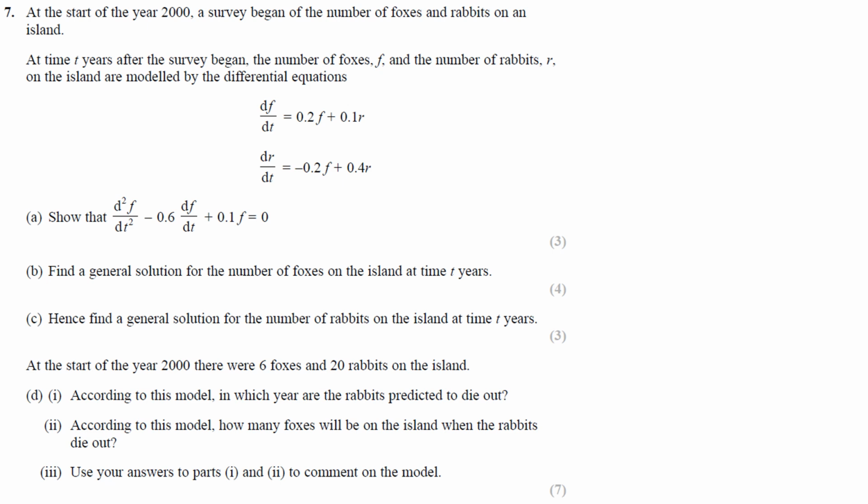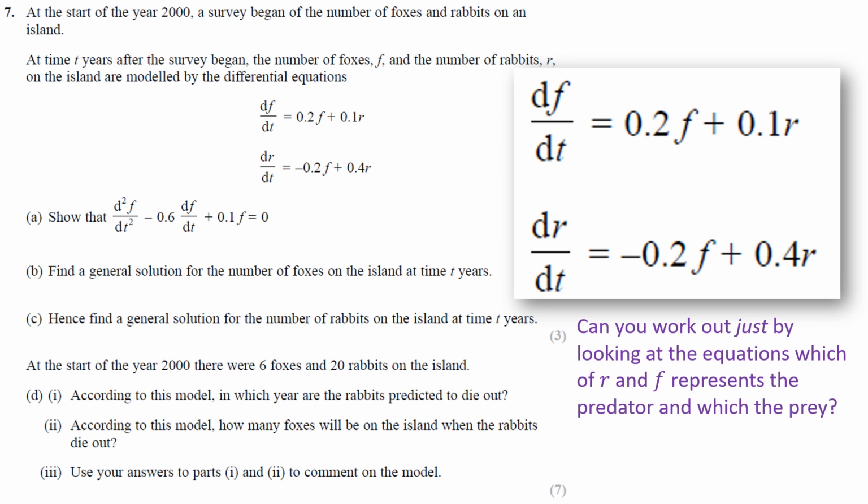There's quite a few examples of these, and if we skim through, we can start seeing there's going to be marks for combining the equations, marks for finding general solutions for the number of foxes and for the number of rabbits, and then there's going to be further marks for turning your general solutions into particular solutions, and then evaluating your model.